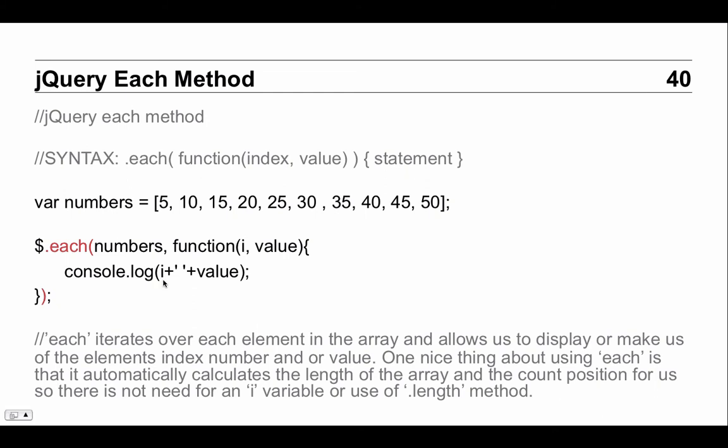So you're getting the index number, which is the position in the array, 0, 1, 2, 3, 4, 5, 6. And the value is the actual value of the element: 5, 10, 15, 20. So one nice thing about the each method is that it automatically calculates the length of the array for us, and it's automatically incrementing the count position for us, so there's no need to create an i variable or call upon the length method to check the length of the array. So that's all hidden behind the scenes.